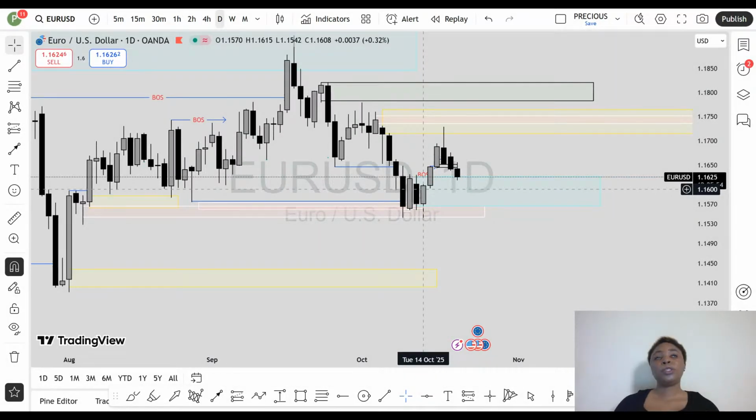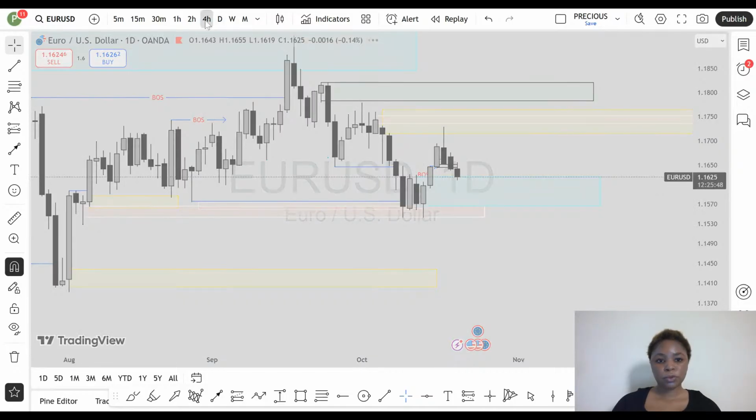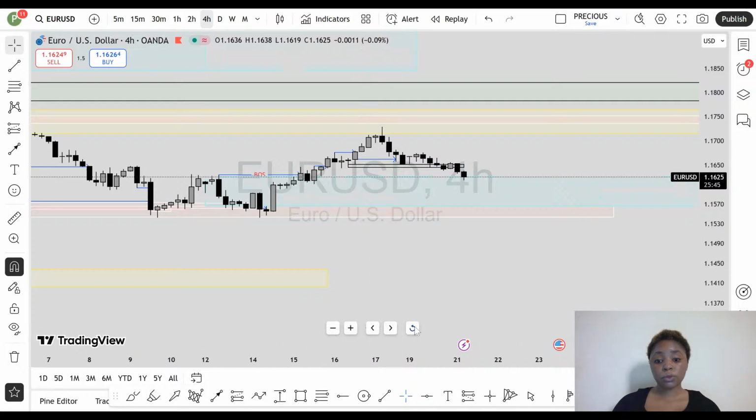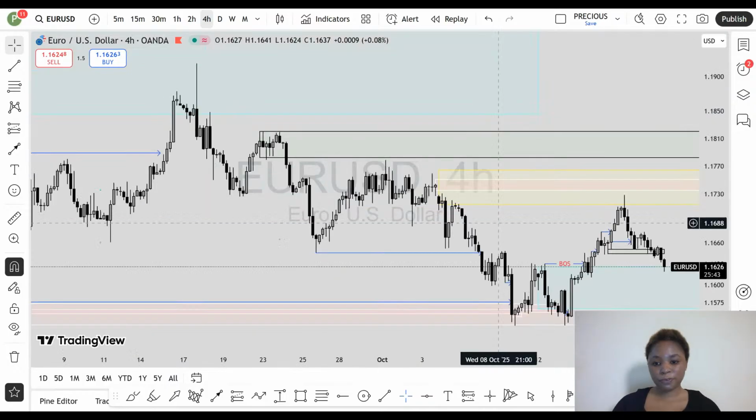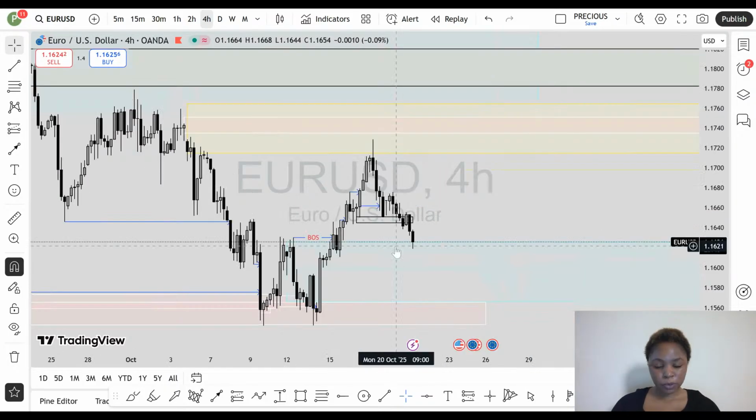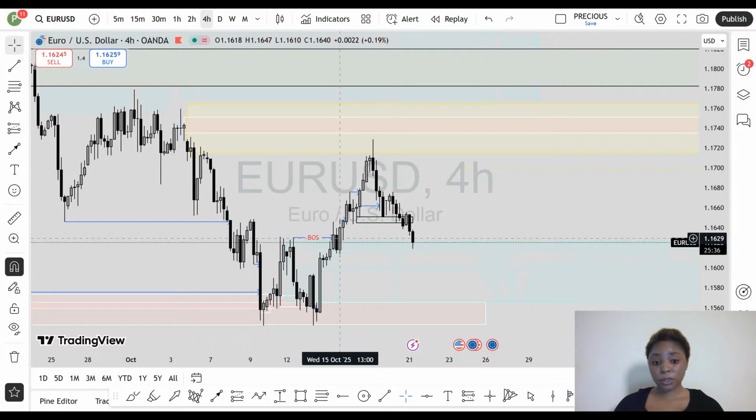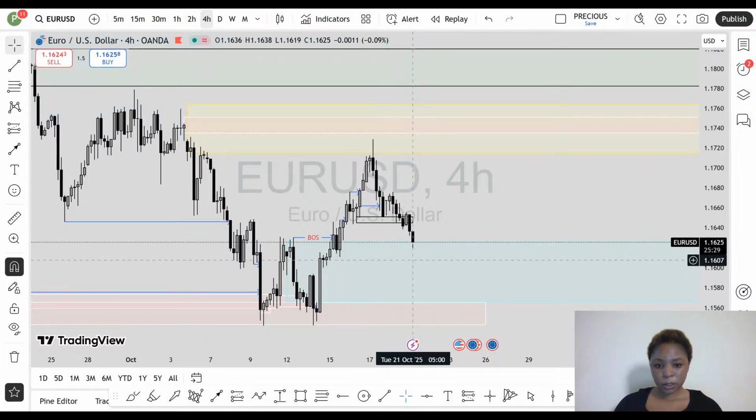So we use the higher time frame for directional bias, and we go to the lower time frame for entry. The 4-hour too is also part of the higher time frame. You can see that we have price now on EURUSD coming into our daily time frame support level here. But now, to reduce risk, we'll be entering from the lower time frame.